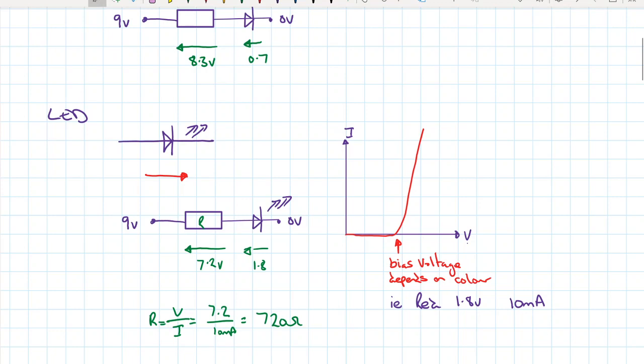So if we look at the same idea as we did just before on our silicon diode, with 1.8 volts across there, which means there's 7.2 volts across our resistor. If there's 10 milliamps flowing through the LED, there's also 10 milliamps flowing through the resistor. So that's, remember, how we calculate the safety resistor value. You need to look at the voltage across a particular component.